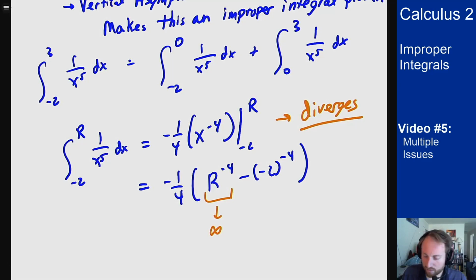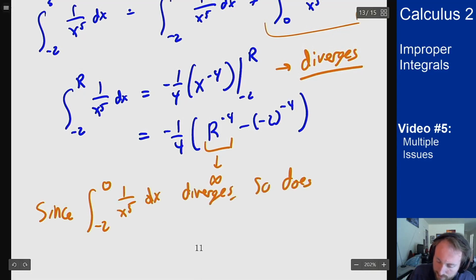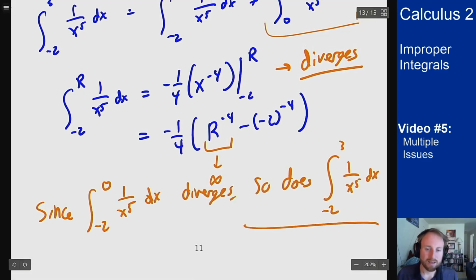I could keep going as well, and if I check the other one, I'll get that it also diverges. And there's no cancellation here. If either part diverges, the whole thing diverges. So since this integral diverges, so does the whole thing. So if there's an asymptote, you must split at the asymptote and handle the two parts separately and see what happens. In this case, it gave us that the integral diverged.